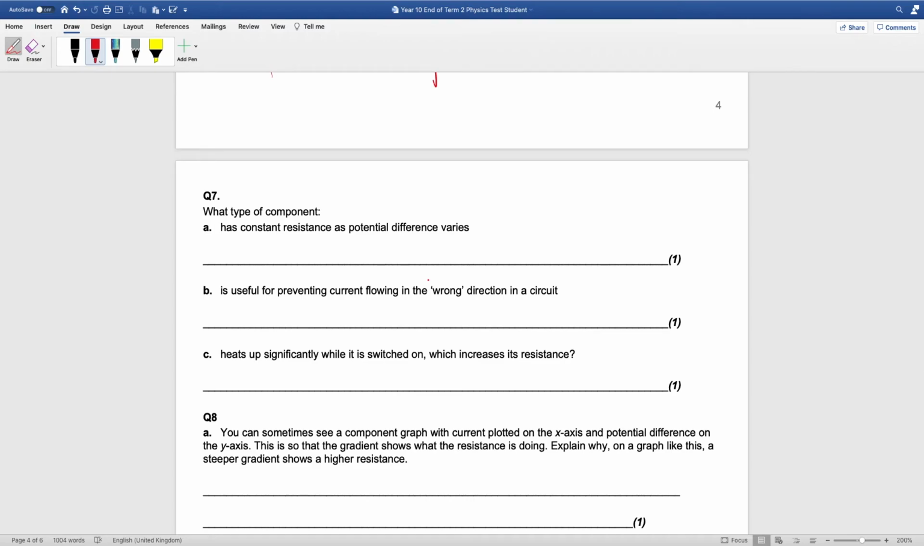Question 7, a constant resistance as the PD varies, that's a resistor. Can only be. This is a diode, of course, it's the only component that does that. And this would be a filament lamp. Heats up significantly when switched on. That's how it gives out its light.